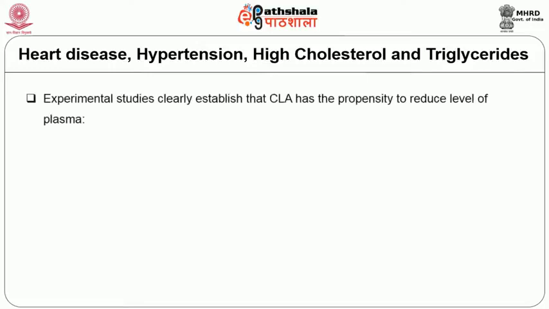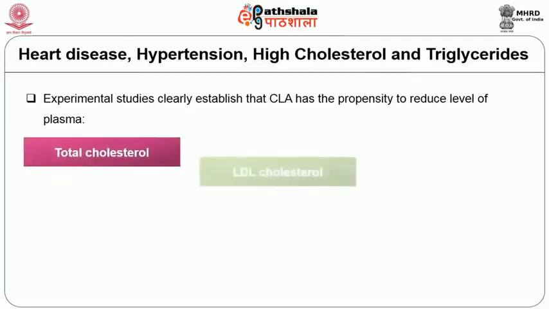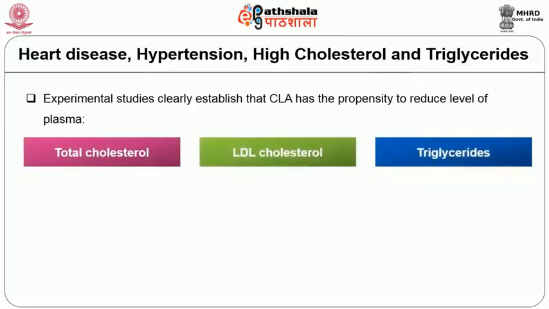Now we look into heart disease, hypertension, high cholesterol and triglycerides in more detail. Experimental studies clearly establish that conjugated linoleic acid has the propensity to reduce the level of plasma total cholesterol, LDL cholesterol and triglycerides. We should also understand about cholesterol, particularly high density lipoprotein, which is also called good cholesterol, the low density lipoprotein or LDL cholesterol, which is bad cholesterol, and triglycerides.